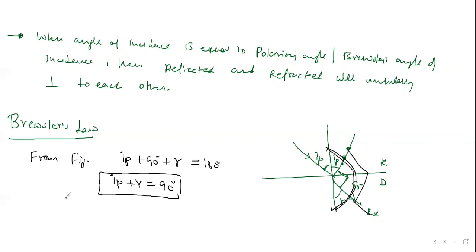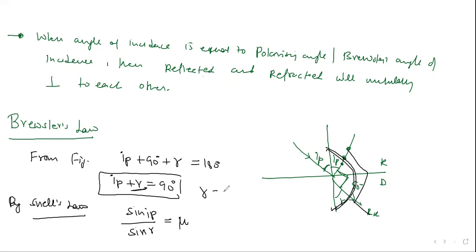Now we write Snell's law. By Snell's law, sine IP, the angle of incidence, over sine R should be equal to mu, the refractive index. Now from this equation, let's replace R. R should be equal to 90 minus IP. So we replace it here, then sine IP over sine R is sine IP over sine of 90 minus IP, which is sine IP over cos IP, right?